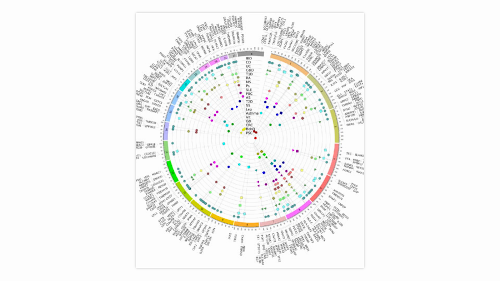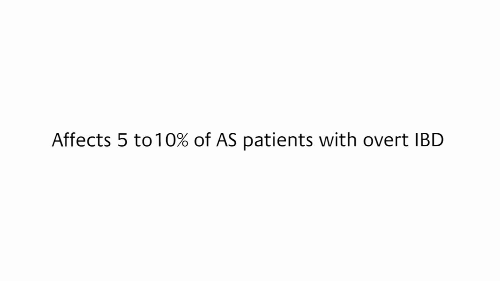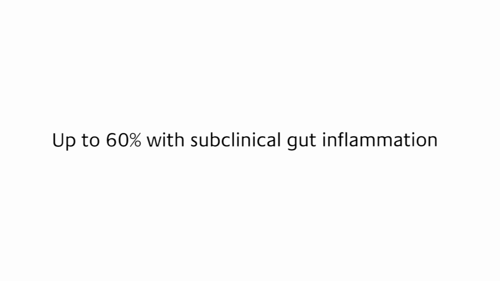Now, there is a very strong connection between the bacteria in your gut and ankylosing spondylitis. We don't know exactly what those bacteria are doing and whether they're causing the disease or whether they are just there because your joints are inflamed, and that is being studied right now. We know that about 5 to 10% of patients with ankylosing spondylitis have Crohn's disease or ulcerative colitis. And if you do the colonoscopy or camera endoscopy, as I mentioned, up to 60% of patients will have subclinical gut inflammation. That's inflammation without symptoms.